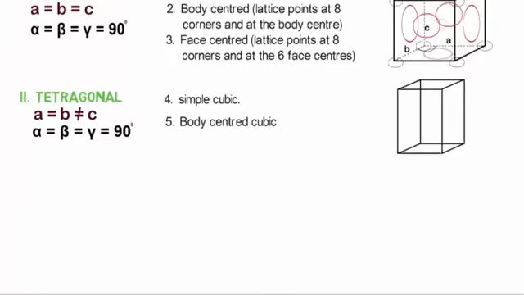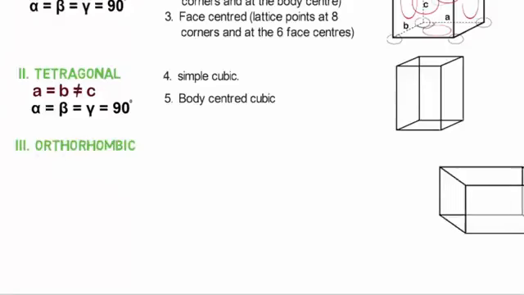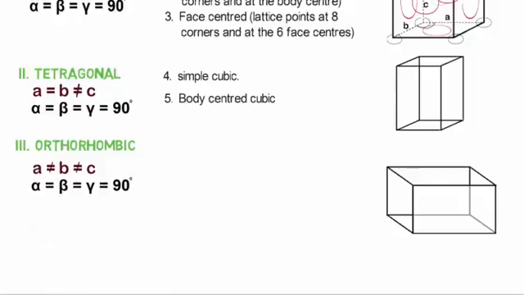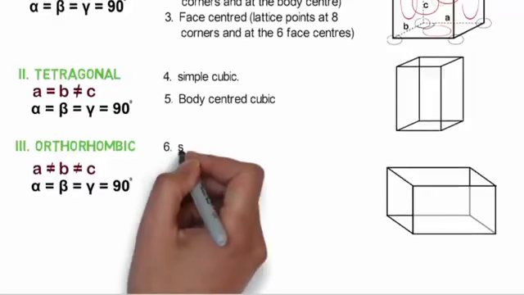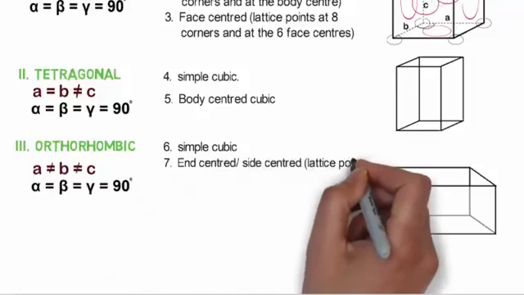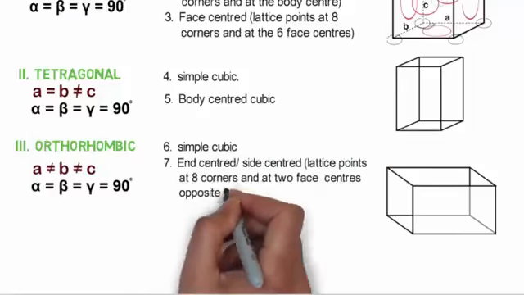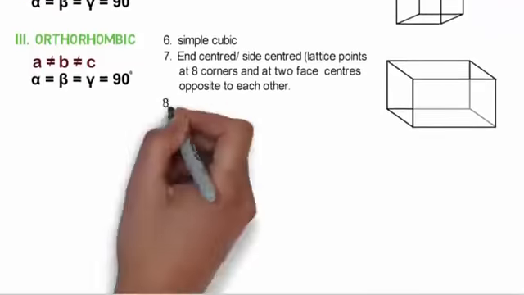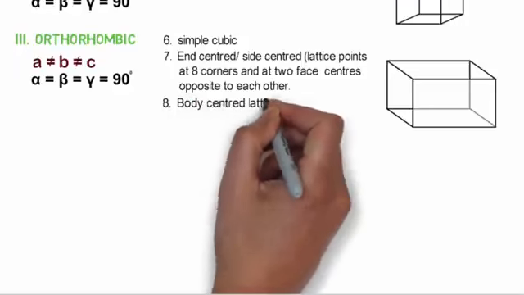The third crystal system is orthorhombic, where none of the side pairs are equal, but alpha, beta and gamma angles are all equal to 90 degree. It can have three possible space lattices, that is simple cubic, end-centered cubic, where lattice points are at 8 corners and at 2 face centers opposite to each other. And also it can have body-centered lattice.